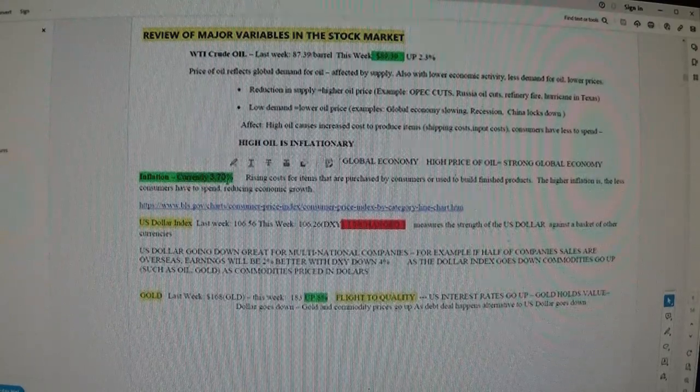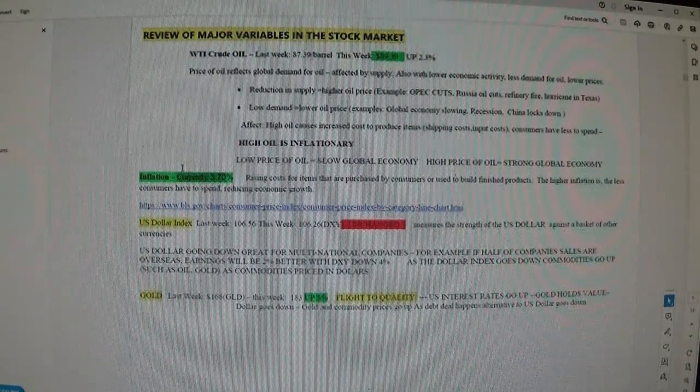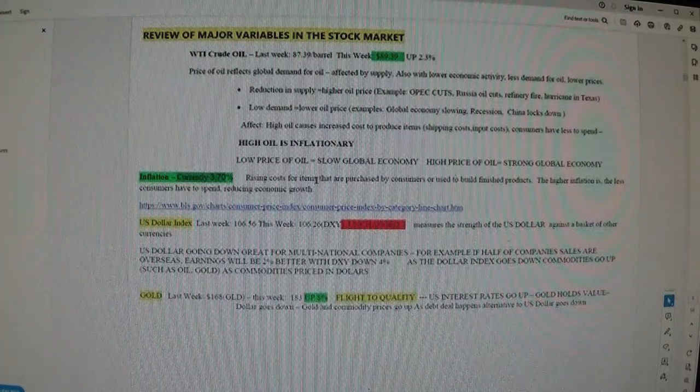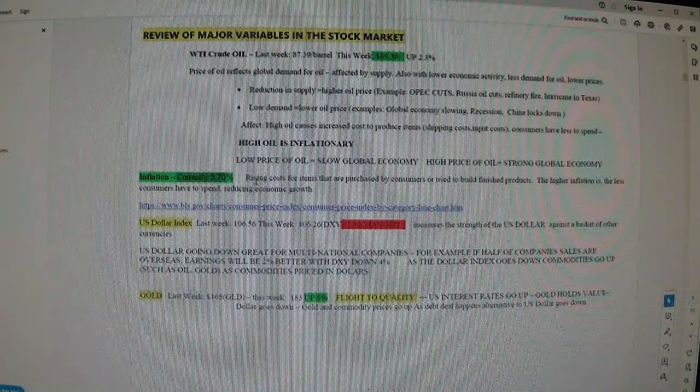Inflation is 3.7% currently. So the biggest inflation problems right now are rent and housing. And everything else other than rent and housing is around 2% inflation, which isn't bad, and it's near the target of the Federal Reserve.